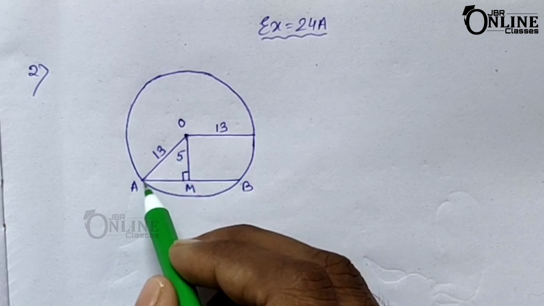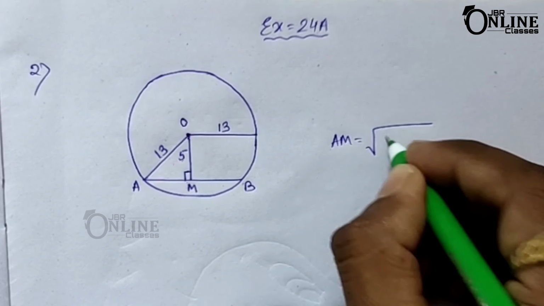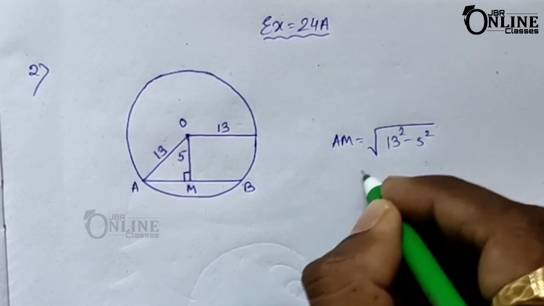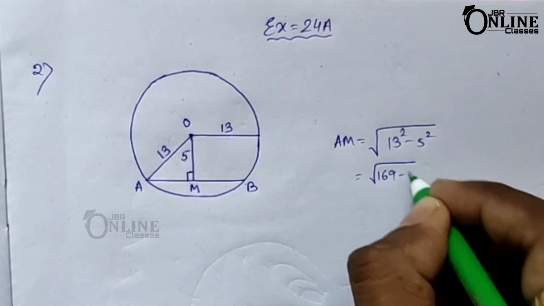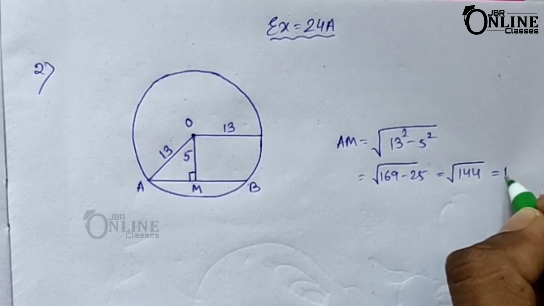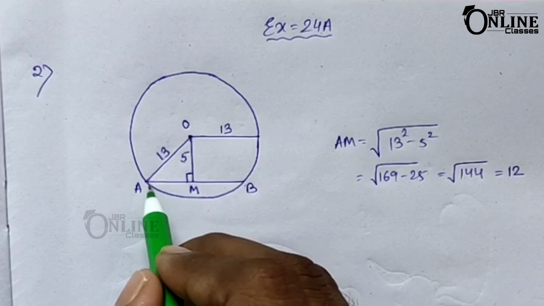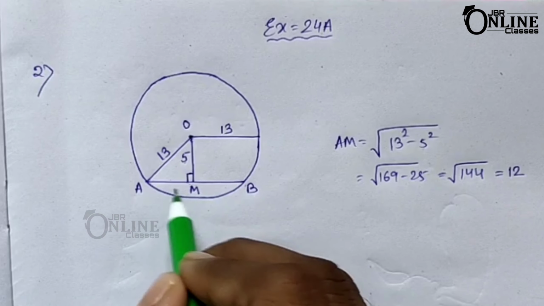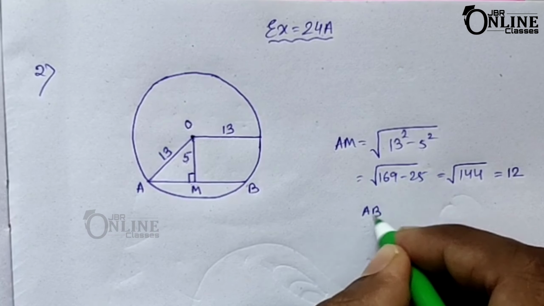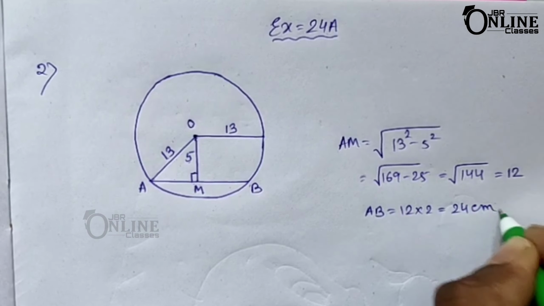So now by applying the Pythagoras theorem, you will find the value of AM. So here AM equals root over 13 square minus 5 square, that equals root over 169 minus 25, that equals root over 144. So that equals 12. So that means the value of OM equals 12. Now you have to find out the value of AB, that means the chord. So here AB equals 12 into 2, that equals 24 centimeter.